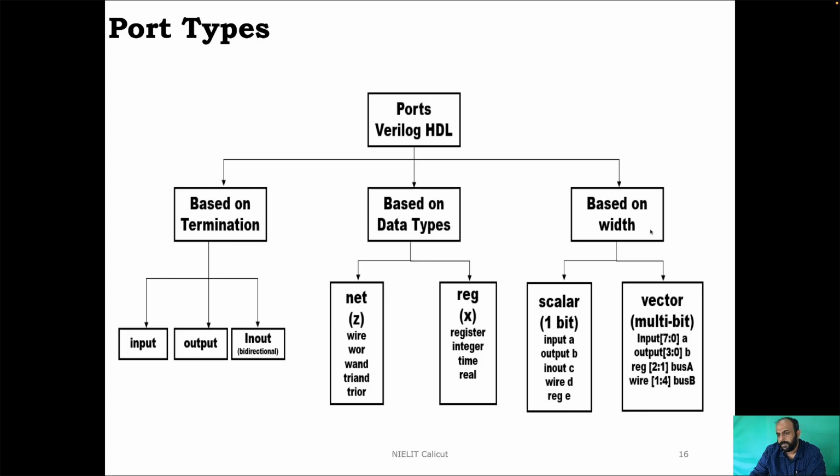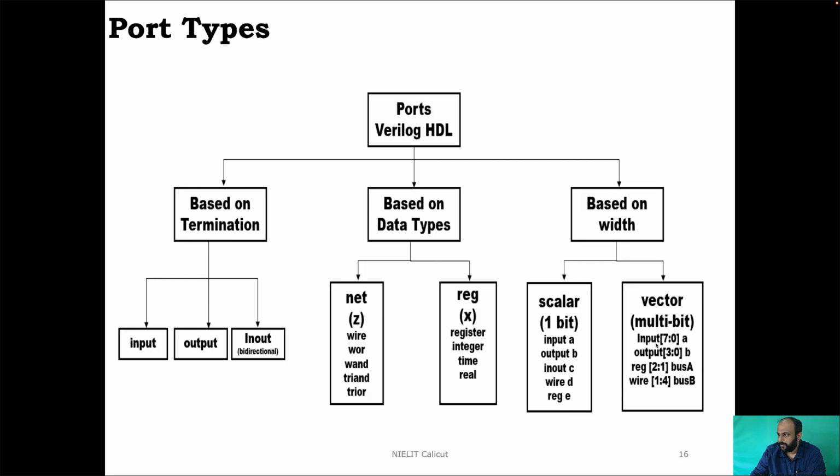So based upon width, the ports can be classified as scalar port as well as vector port. Scalar ports are those ports which can accommodate only 1 bit of information, either a 0 or an X or a 1 or a Z. For example, you see the declarations here: input A or output B or inout C or wire D or reg E. All these are representing ports having different categories, but what is common in all these ports? They are all scalar ports. They can accommodate only one bit of information. Now you look at the right side box.